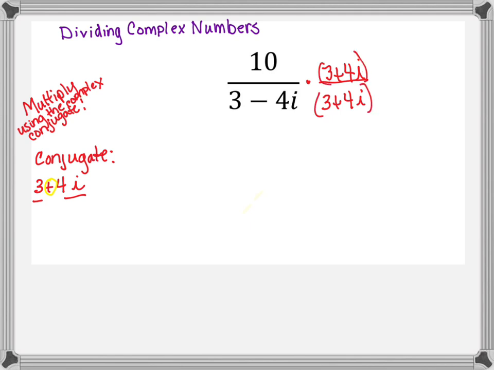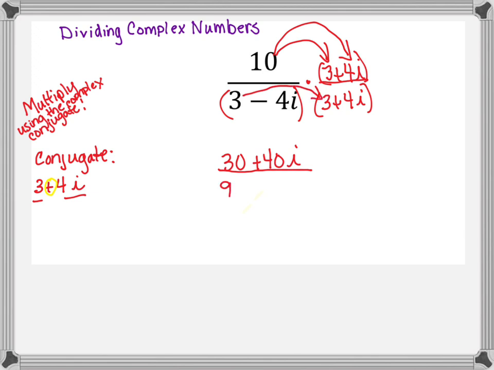So I have 10 times 3, which is 30, 10 times 4i, which is 40i. And in the denominator, now I have 3 times 3, which is 9, 3 times 4i, which is 12i, negative 4i times 3, which is negative 12i, negative 4i times 4i, which is negative 16i squared.